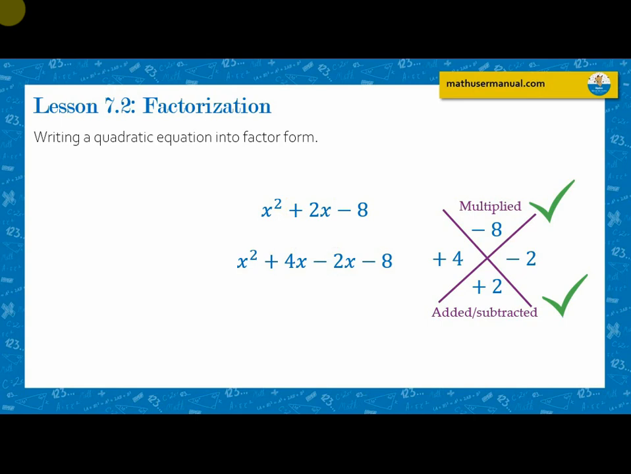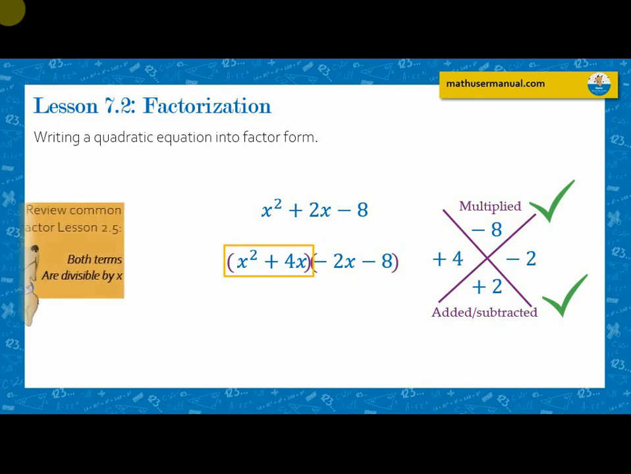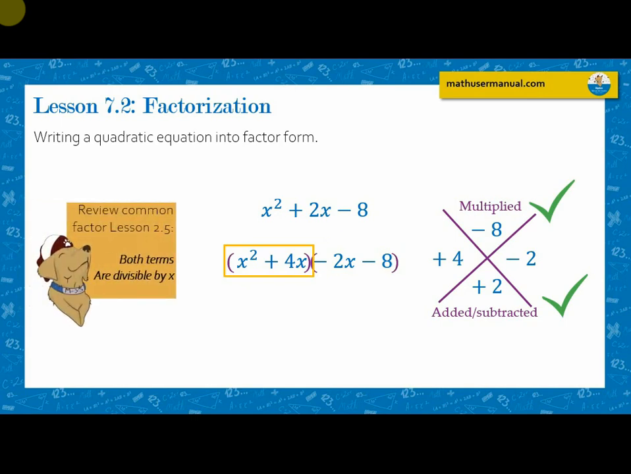Building the two polynomials with parentheses, the two binomials with parentheses: x squared plus 4x minus 2x minus 8. We look at the first parenthesis and we need to find a common factor. The greatest common factor in this parenthesis is going to be an x. Both are divisible by x. You can review lesson 2.5 about common factors. And we get x times x plus 4.